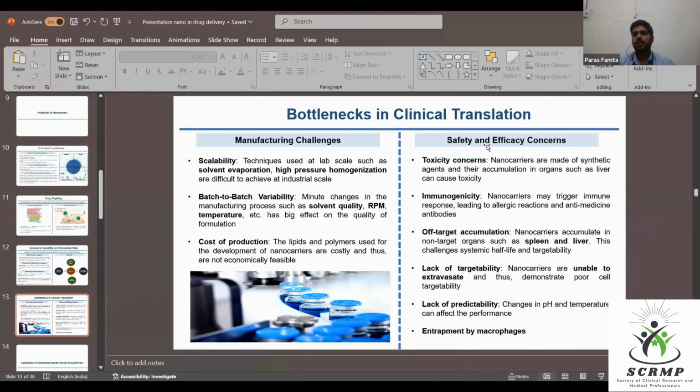been developing a lot of nanocarriers in the labs, but we are unable to translate this technology into the market or in the clinic. Why are we unable to translate this technology? What are the bottlenecks? So there are some manufacturing challenges like scalability.